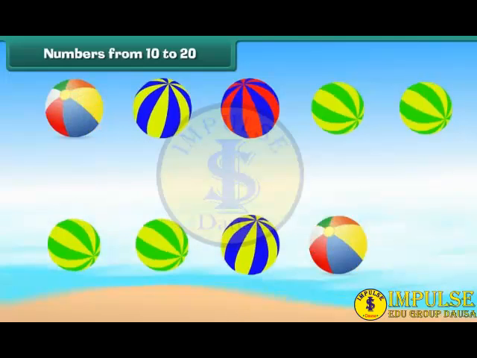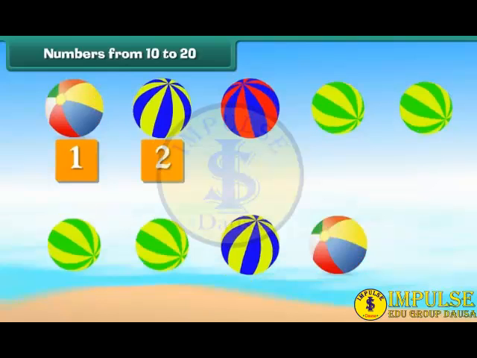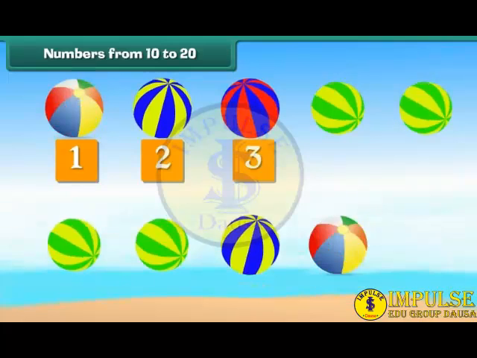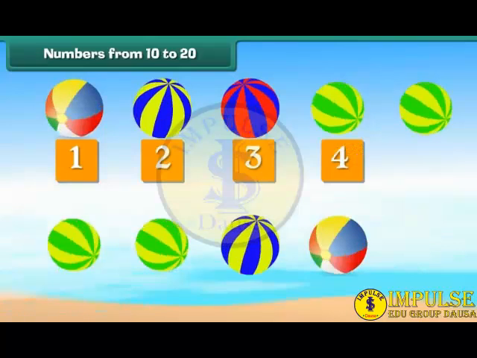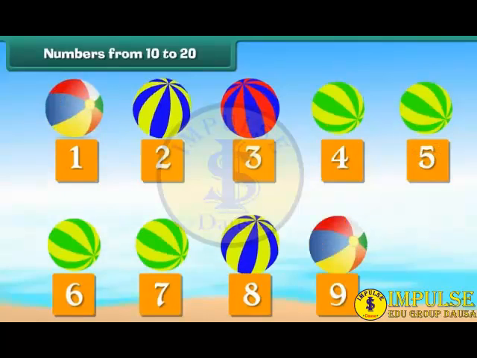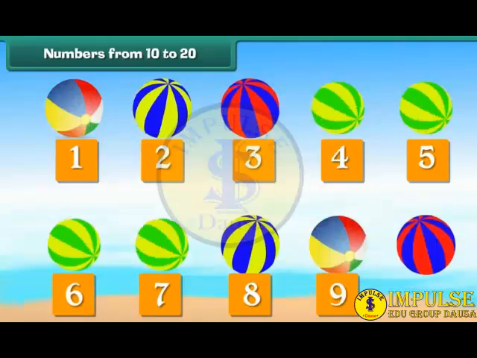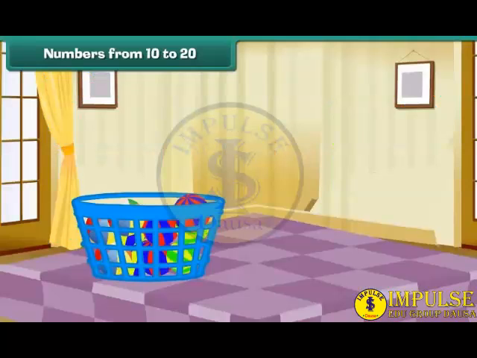Numbers from 10 to 20. Look at these colorful balls. Let us count them. 1, 2, 3, 4, 5, 6, 7, 8, 9. Let us add one more. We have 10 balls. 9 plus 1 is 10.